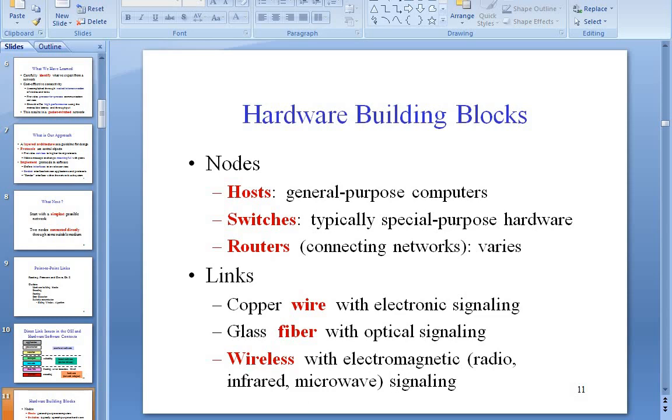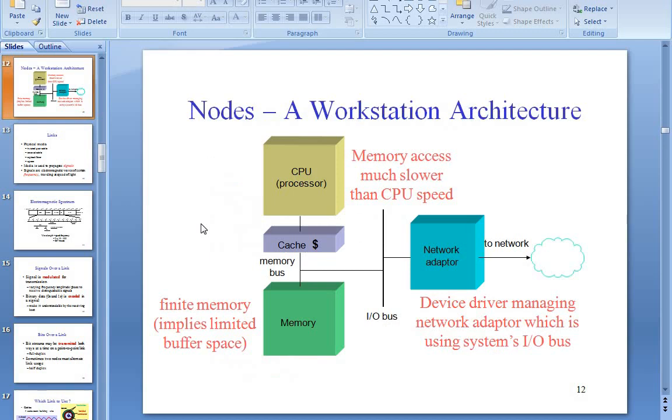First we need to define what should be the possible architecture for a host in a computer network. So for that, a typical node or a workstation architecture consists of CPU, cache, memory, and network adapter. CPU, cache, and memory are connected through I/O buses to the network adapter, and the network adapter is further connected to a network. Here you can use a UTP cable or some wireless medium to connect this particular node to some other node and to connect to any switch or router.